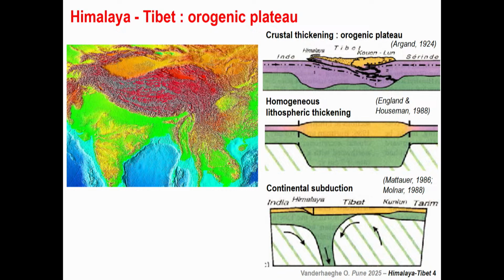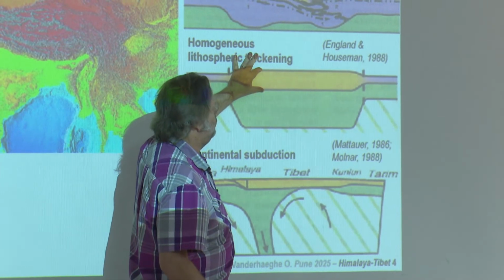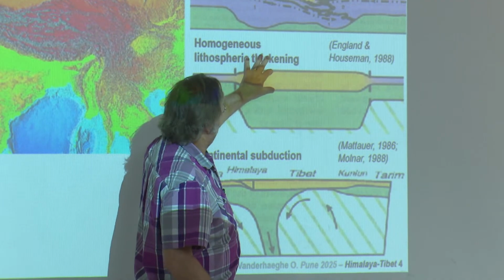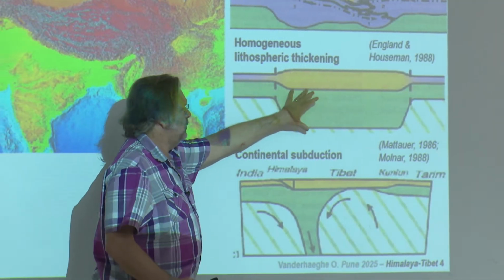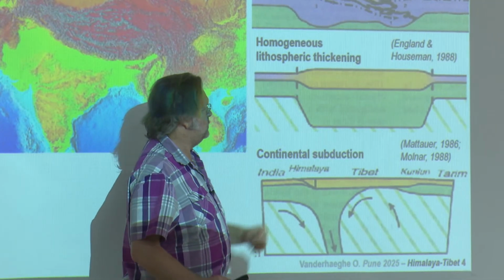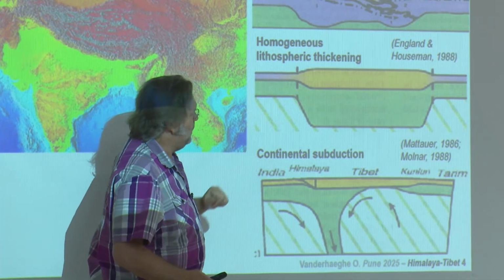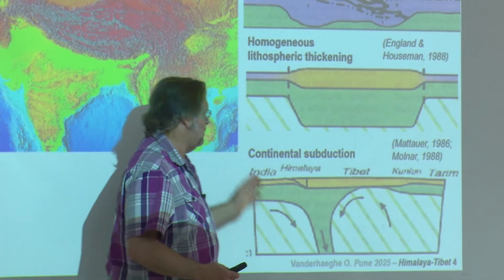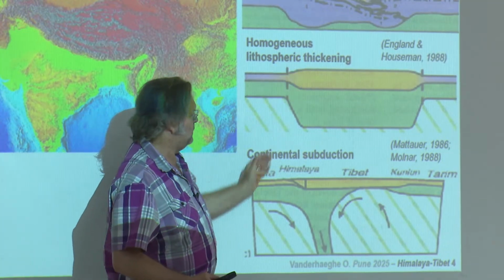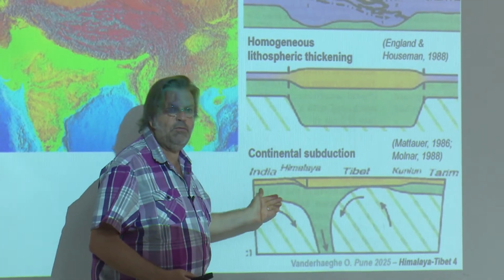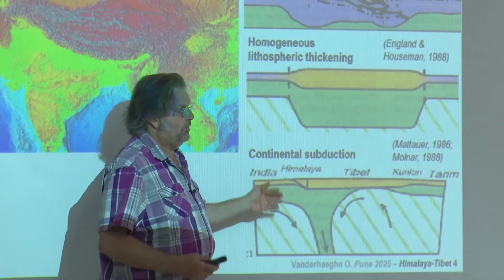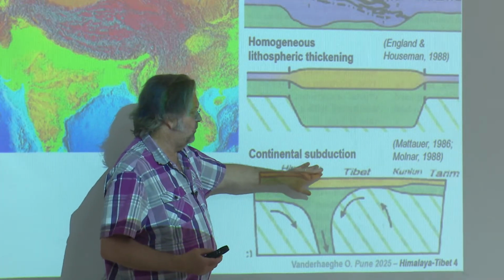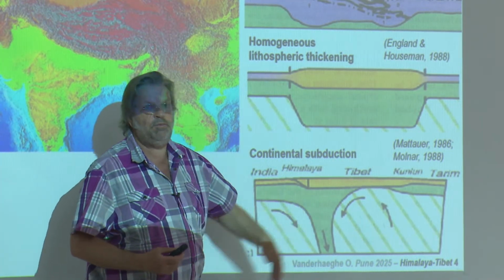And here the idea was that after collision, thickening would be homogeneous at the lithospheric scale. So the crust and the lithospheric mantle will thicken homogeneously. But in the same years, some other authors said, okay, maybe you have thickening of the crust, but at the same time, the lithospheric mantle might still be going into subduction. So that was the first idea that the crust and the lithospheric mantle could be decoupled.